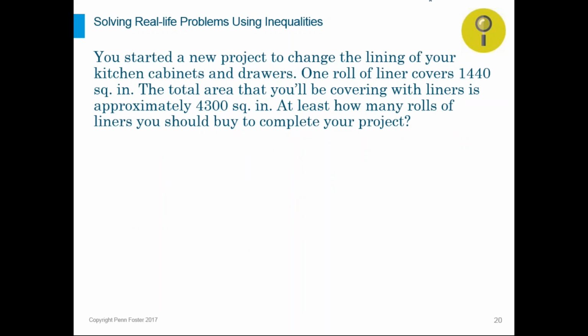You started a new project to change the lining of your kitchen cabinets and drawers. One roll of liner covers 1,440 square inches. The total area that you will be covering with liners is approximately 4,300 square inches. At least, how many rolls of liners you should buy to complete your project?